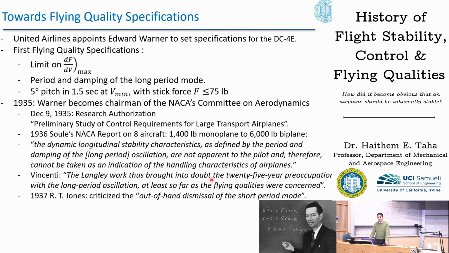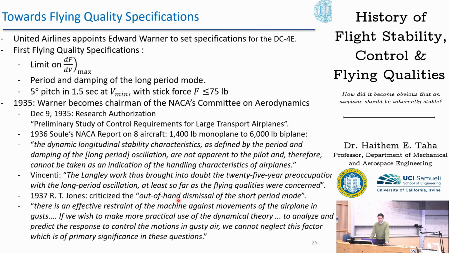So let's see why he did not like this dismissal of the short period mode. He wrote, "There is an effective restraint of the machine against movements of the airplane in gusts. If we wish to make more practical use of the dynamical theory to analyze and predict the response to control and the motions in gusty air, we cannot neglect this factor, which is of primary significance in these questions." So basically he's saying, you guys are neglecting the short period mode because it's too fast. Actually, it is the fact that it's too fast that we should care about, because it represents the airplane's immediate response to gust and pilot commands. So we should care about this.